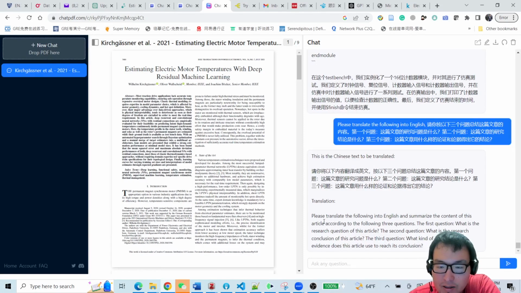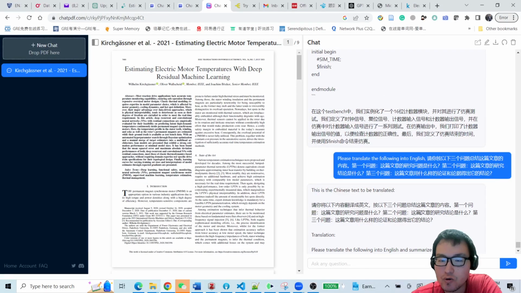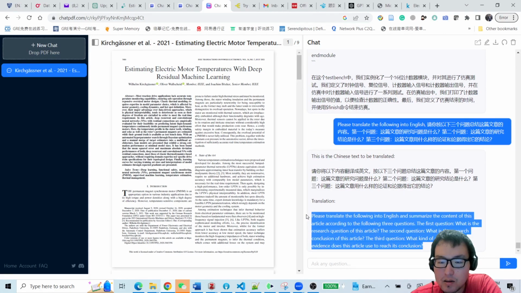So essentially, I have asked it three questions. The first one is, what is the research question of this article? The second question is, what is the research conclusion? The third question is, what kind of argument and evidence does this article use to reach this conclusion? I learned this from some Chinese YouTuber, but again, this is the level one reading technique: if you just want to scratch the surface of this paper and quickly get the key ideas, you ask these questions to ChatGPT, or actually ChatPDF.